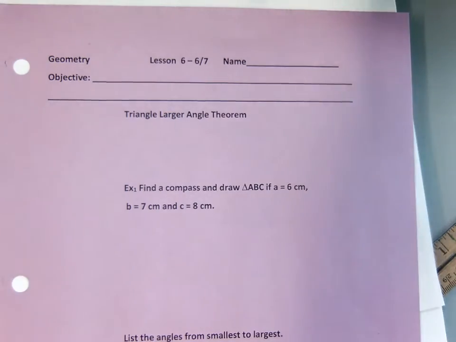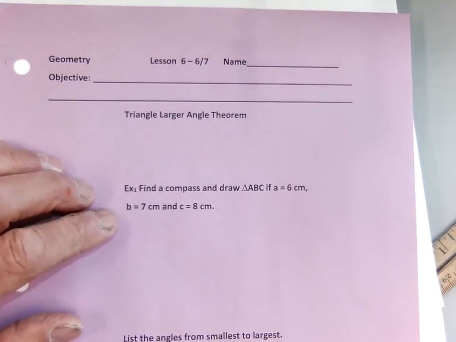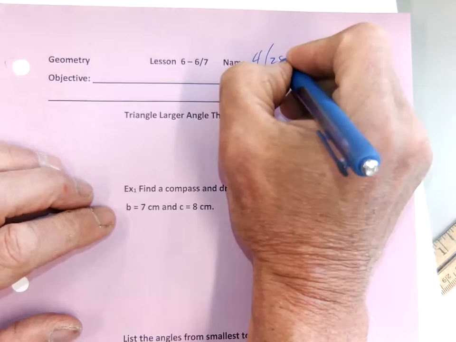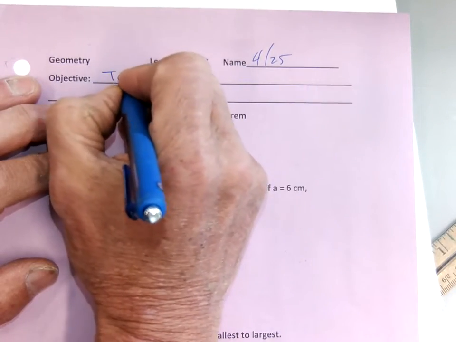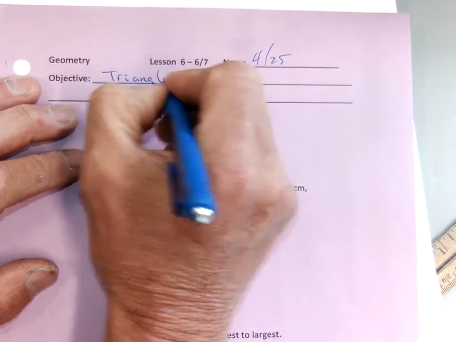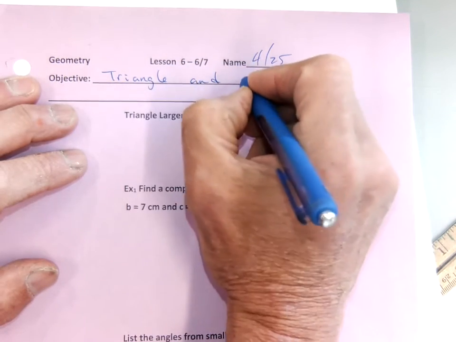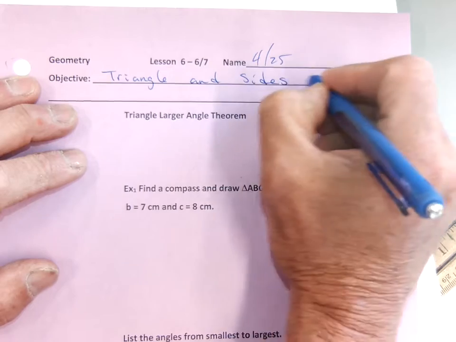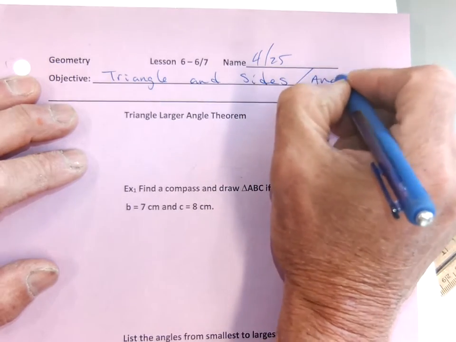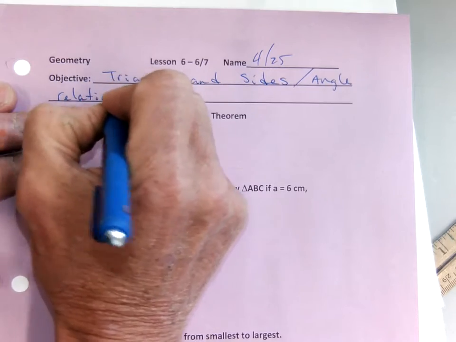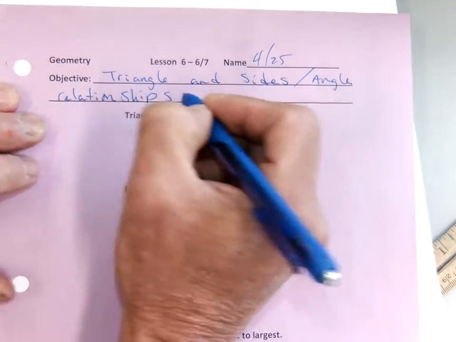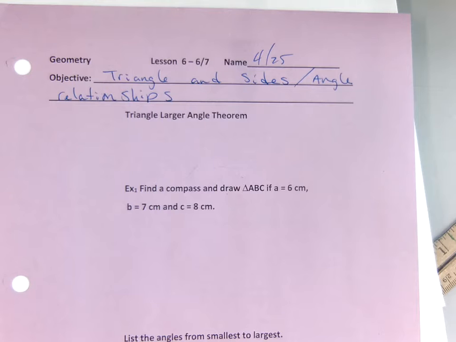We're live. So today's date 4/25, and what we're going to talk about today is triangle sides and angle relationships. How do the angles and sides go together? Well, we just kind of saw a little bit of that, didn't we? Right?